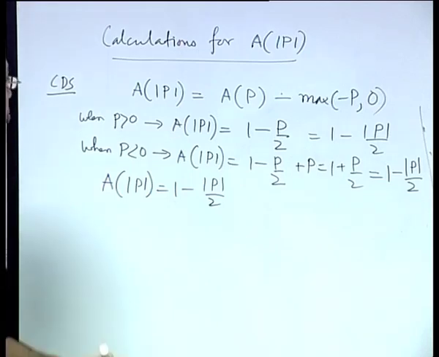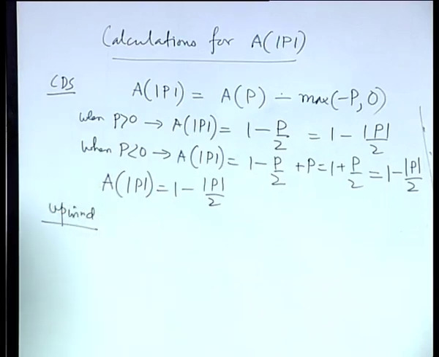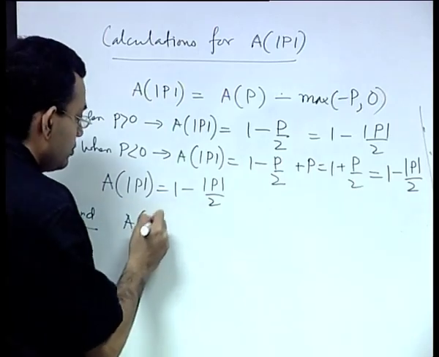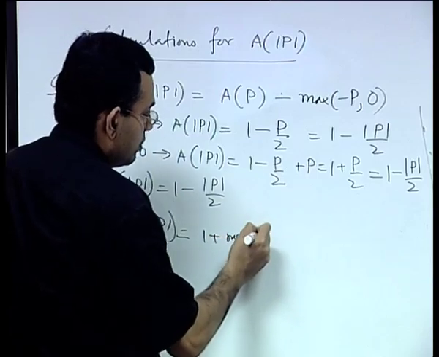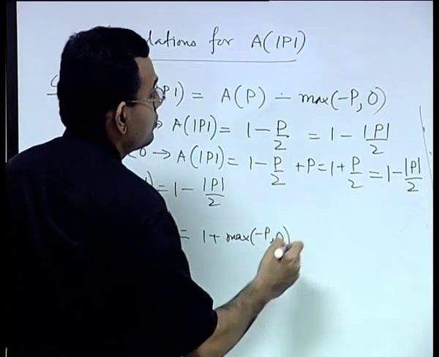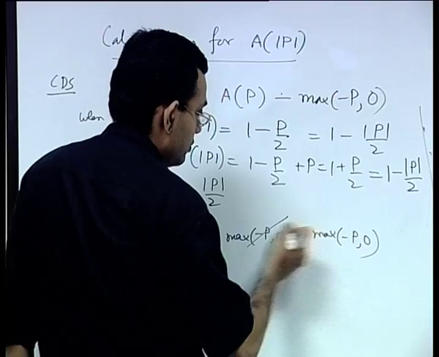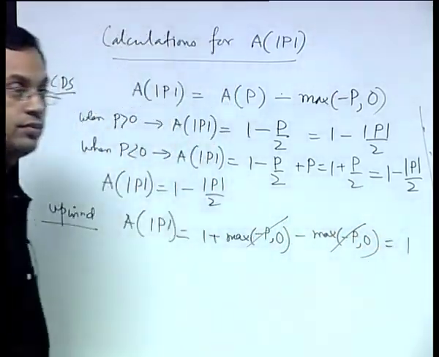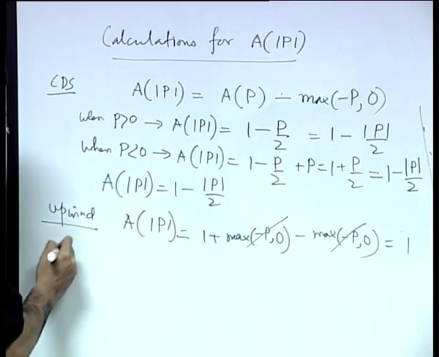Then upwind, this is perhaps the easiest. So, A of mod P is equal to 1 plus max of minus P and 0 minus max of minus P and 0. So, it is equal to 1, it does not matter whatever is the range, it is equal to 1. Then exponential scheme.